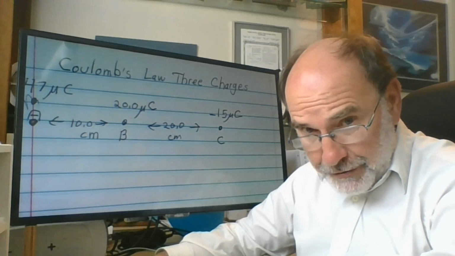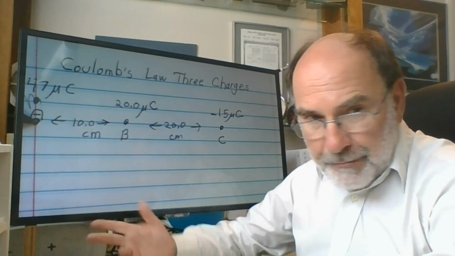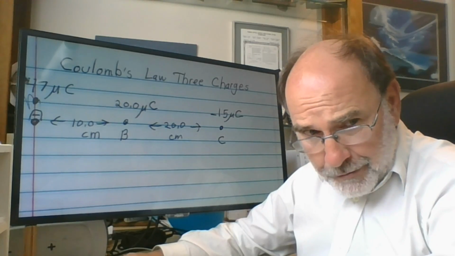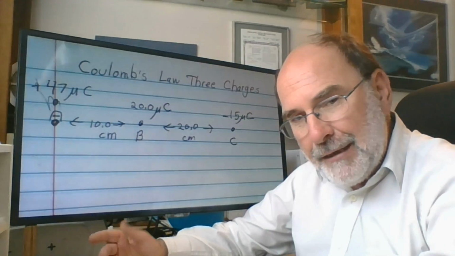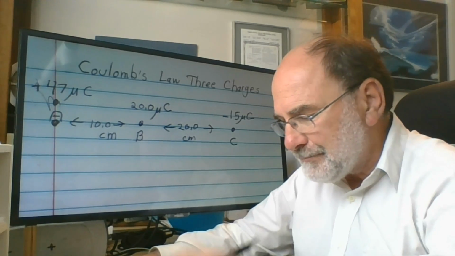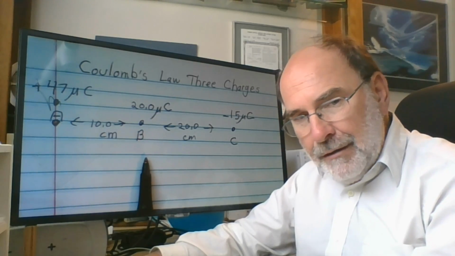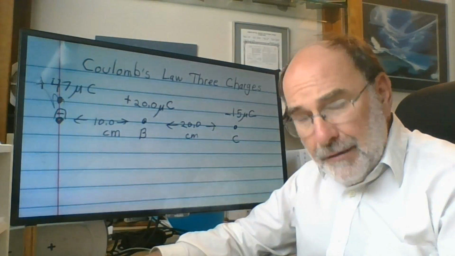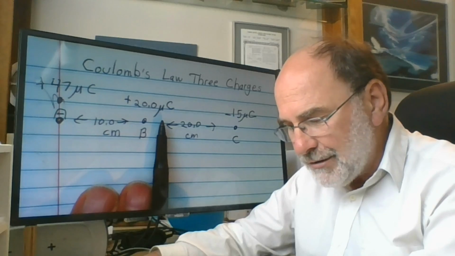I have 3 charges. They're in a straight line. The first charge, labeled A, has a magnitude of 47 microcoulombs, and it's a positive charge, so it's made by removing electrons from an originally neutral object. 10 centimeters off to the right of it, charge B has a charge of 20 microcoulombs. Again, a positive charge, and I remind you that micro means 10 to the negative 6.